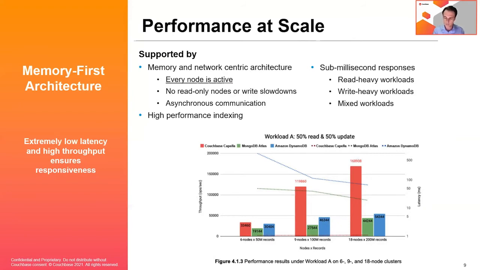And what you see here in this benchmark that was done by third-party firm Altoros, comparing Capella and Atlas and Dynamo, is that as we scale, you can see that Couchbase performs much better in terms of the throughput. You can see that in the bars, but that's even more so when you look at the latency. If you look at the right, latency there is a logarithmic scale. So whereas Dynamo is about 50 milliseconds at 18 nodes, Couchbase is about 1 to 2 milliseconds, right? So really powerful in terms of scalability and low latency.